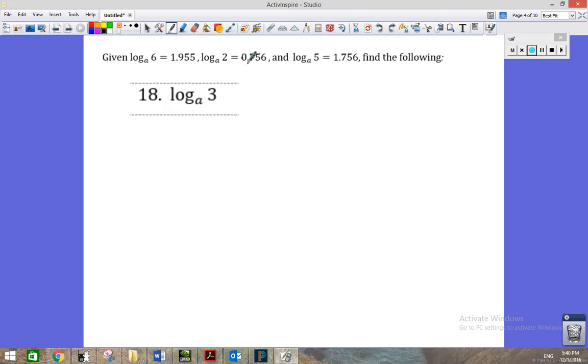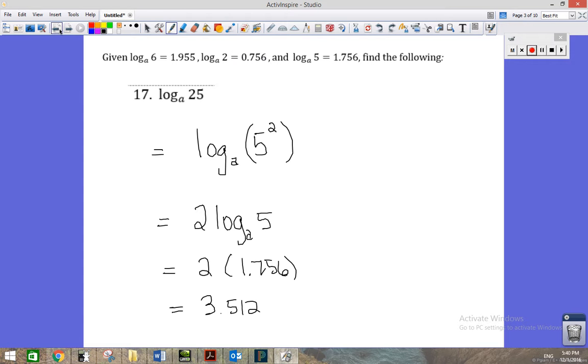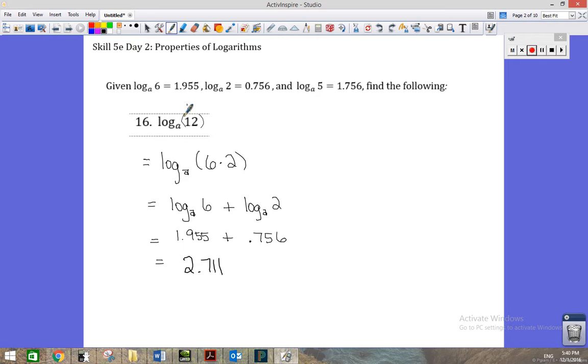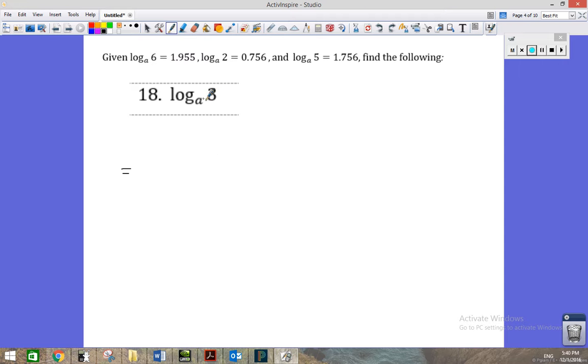Alright, so log base a of 3, and I look here, well, I don't have that, so what am I going to do? Oh, well, 6 divided by 2 is 3. So it jumped out at me quickly that when I had multiplication, that 5 times 5 is 25, and that 6 times 2 is 12. For some reason, it just didn't, it's getting late. It just didn't jump out to me that 6 divided by 2 is 3.